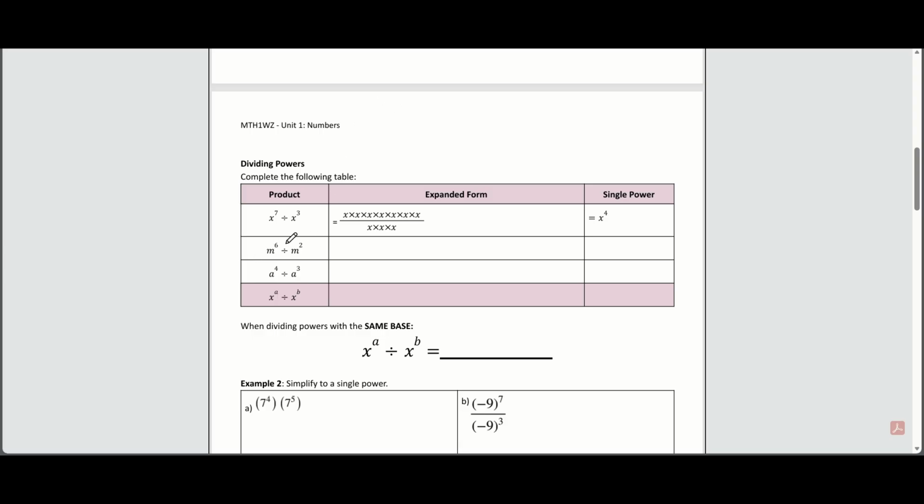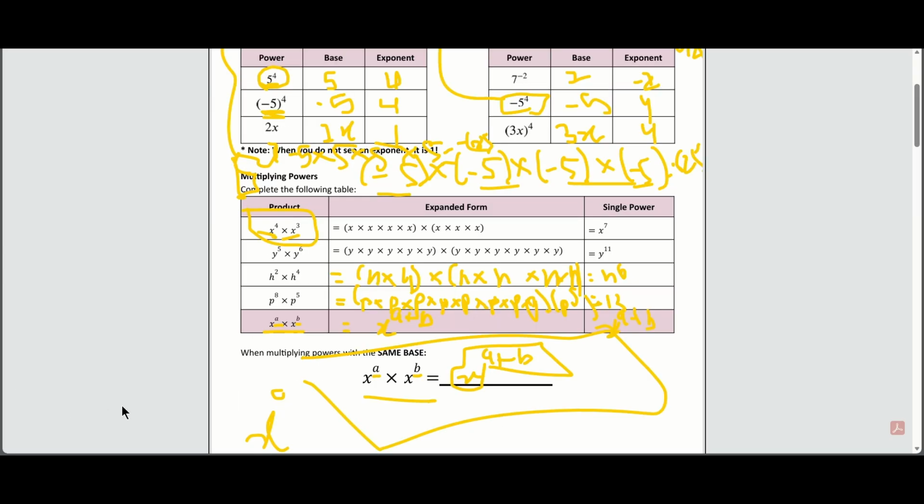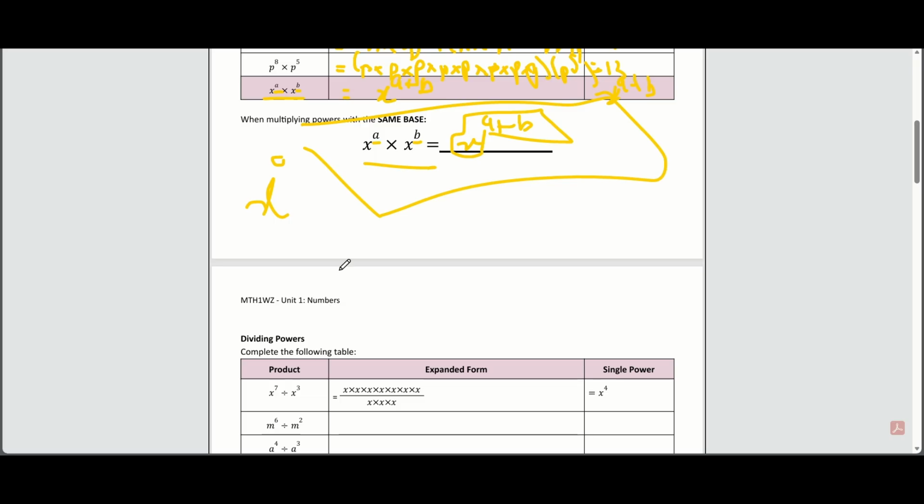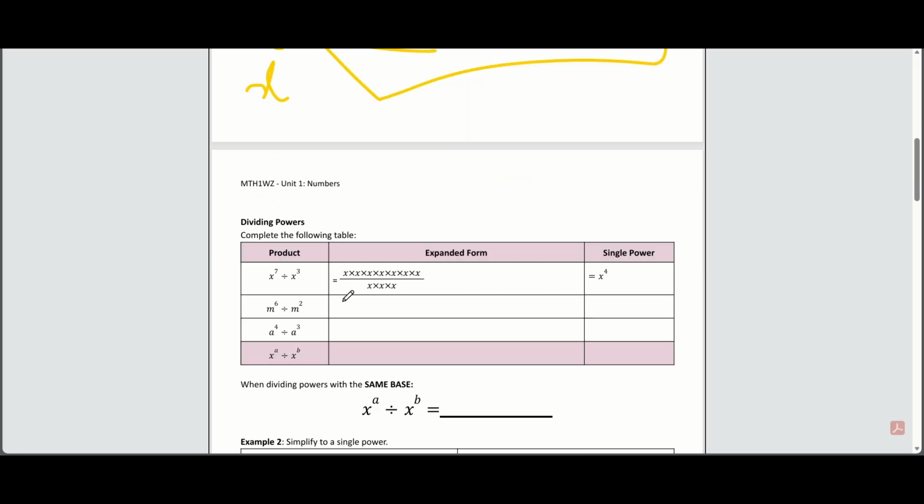Now we have m to the power of 6 divided by m to the power of 2. So if multiplication was adding the exponents, then division is going to be subtracting the exponents. Good job. So this basically is trying to show us that there's 1, 2, 3, 4, 5 and 6 m's over two m's, m times m. And as you know, when we're dividing, we can cancel out 1, 2. So we're going to be left with m to the power of 4.